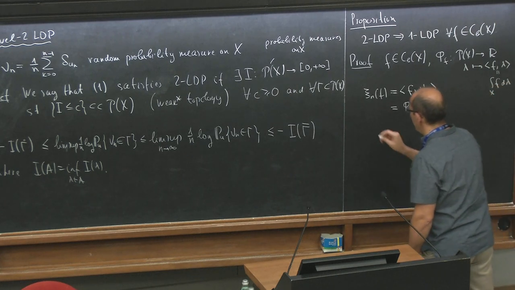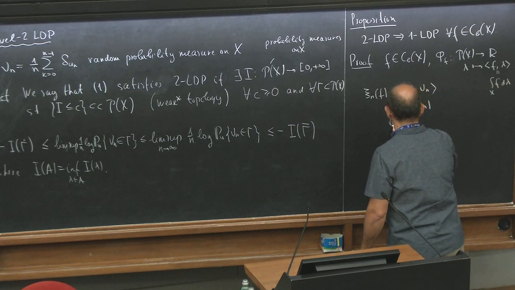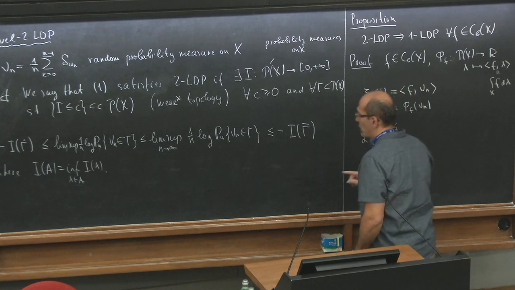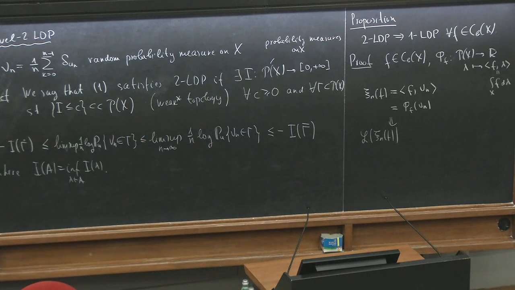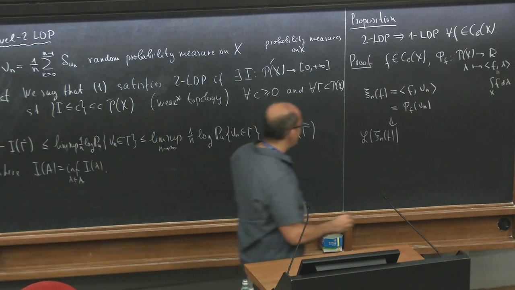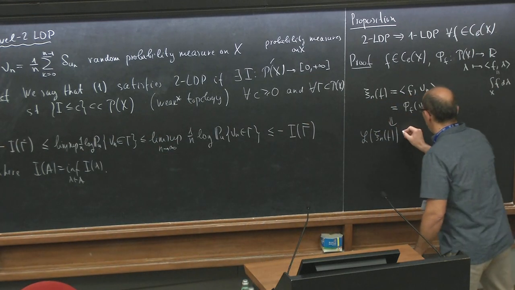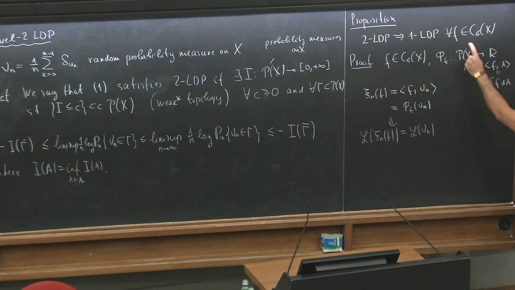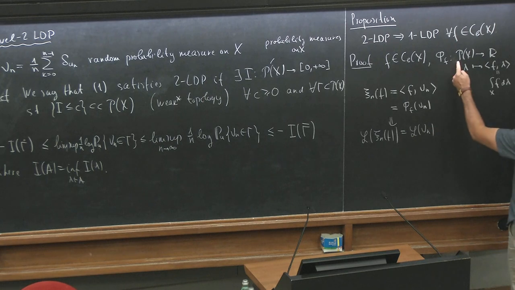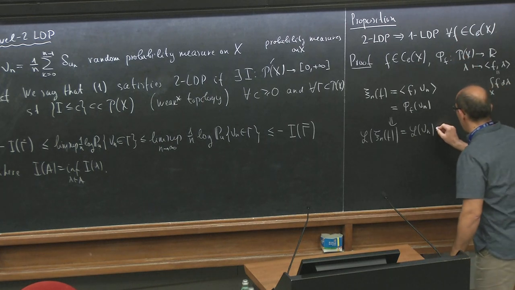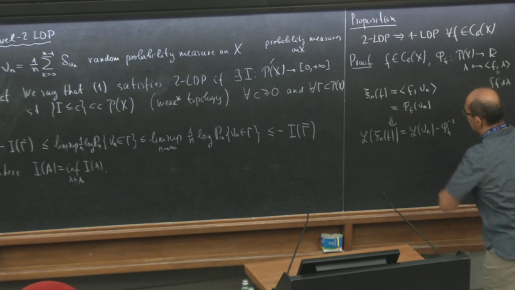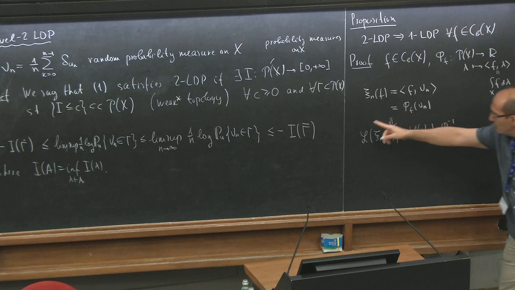Now, if you have this, you have also a similar relation for the laws. The law of psi n of f, because large deviation is about the laws, right? We are considering the law of this random variable. So the law of psi n of f can be expressed in terms of the law of nu n. Now, the law of nu n is a probability measure on the space of measures. And I need to consider the image of this law under this mapping phi f. So you have this relation.